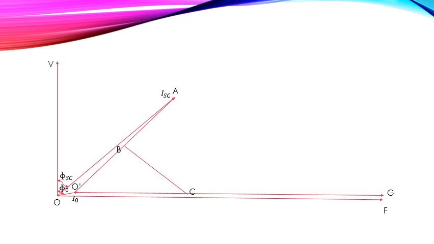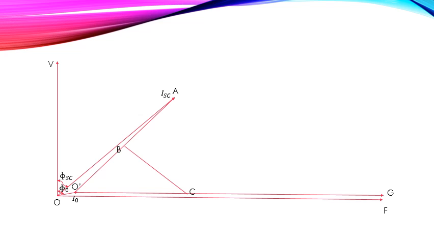So with O as origin, take OV along the y-axis, then with O as origin, draw OO dash, that is equal to the no load current at an angle phi naught to V, that is, it is lagging behind V by an angle phi naught. Then with O as origin, draw OA, that is equal to the short circuit current with normal voltage, and that is to be drawn at an angle phi SC to V. Then draw OF perpendicular to OD. Then from O dash, draw a line O dash G parallel to OF.